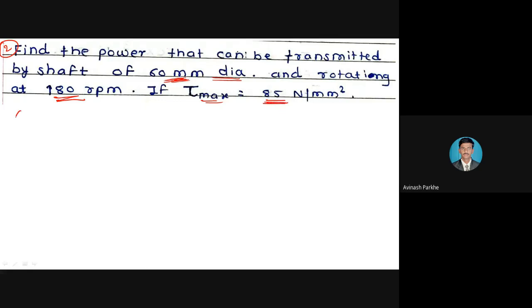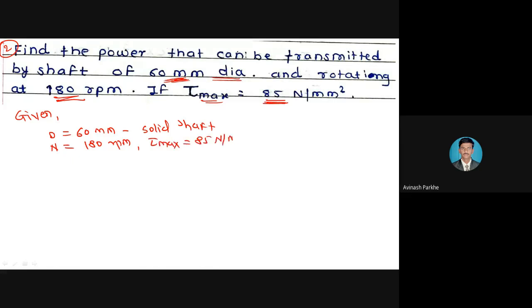Okay, so first of all, we'll write down the given parameters. D is equal to 60 mm. Which shaft is there? Solid shaft is there. Then rotating at 180 means capital N is given. How much? 180 rpm. Tau max is given. How much?